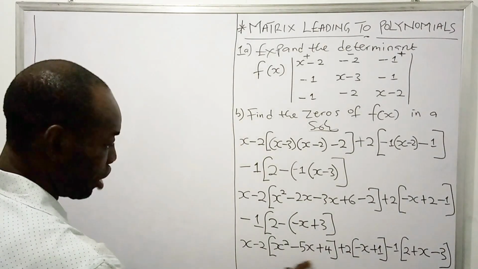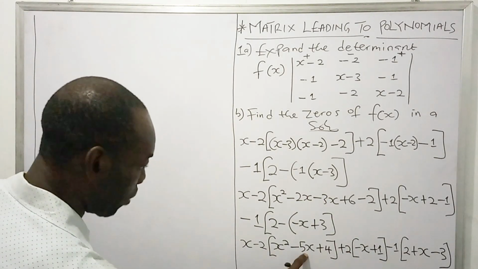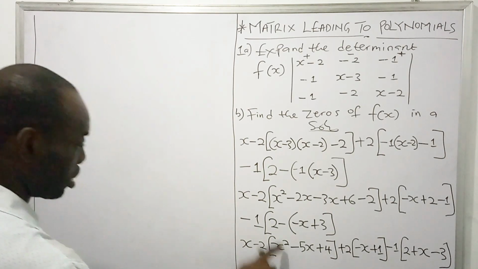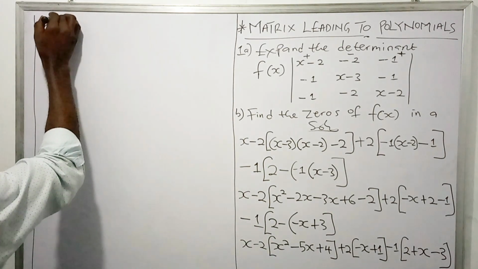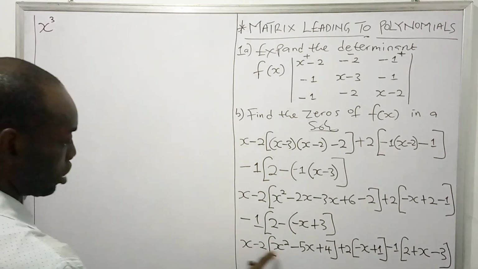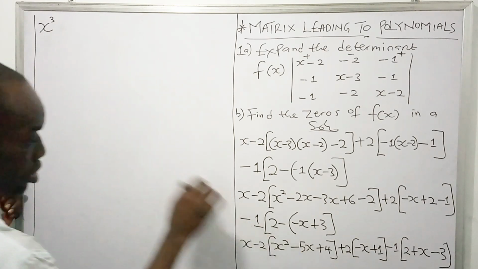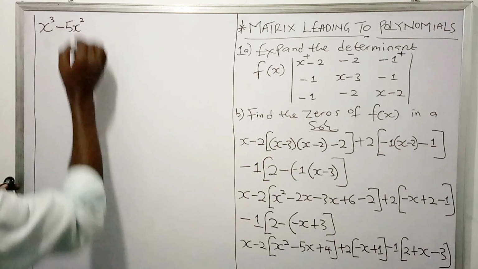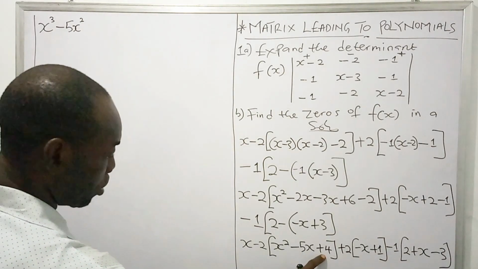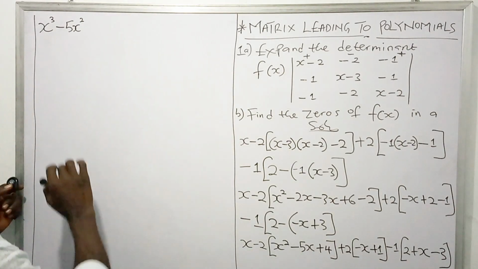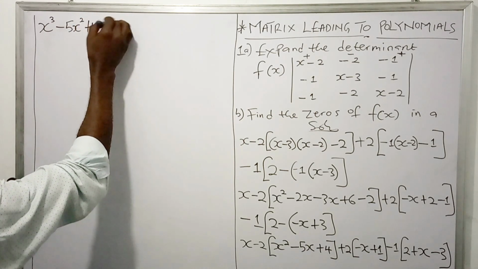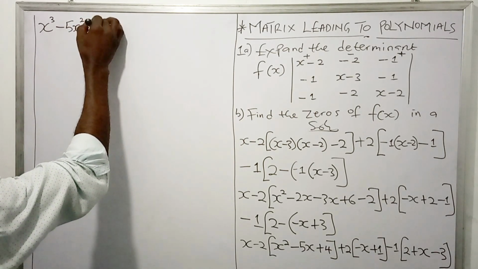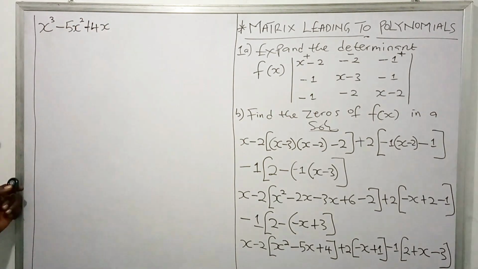So from here, we're going to have what now? If we expand this now, this will give us x times this. That will be s cubed. S times minus 5x will be minus 5s squared. Then s times positive 4 will give us positive 4s.